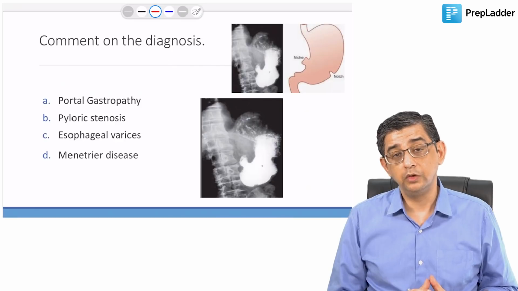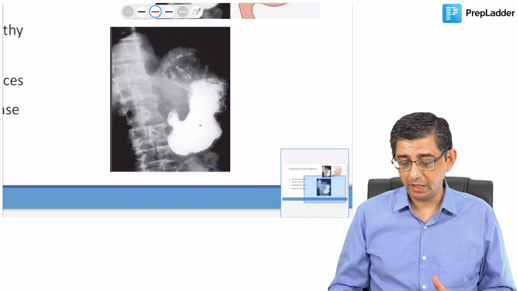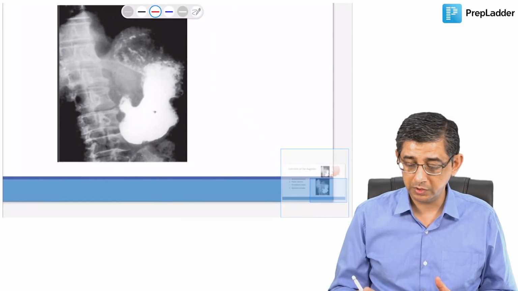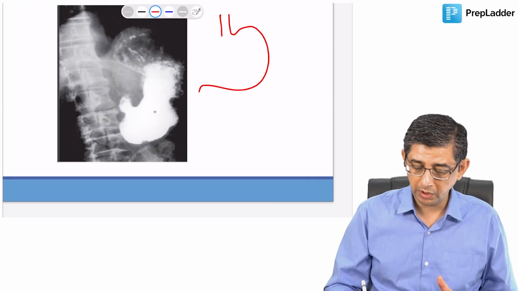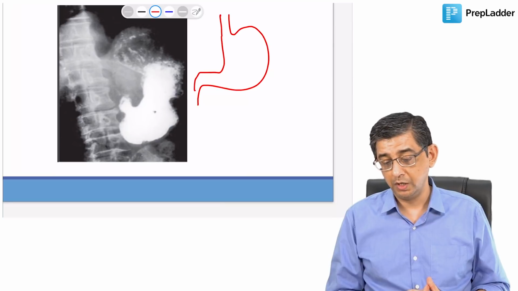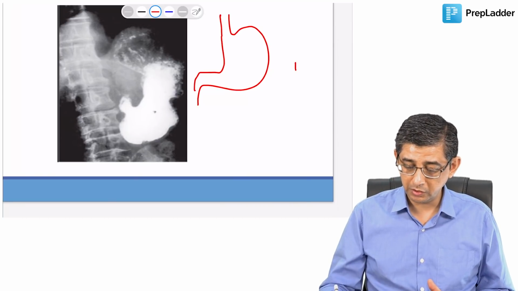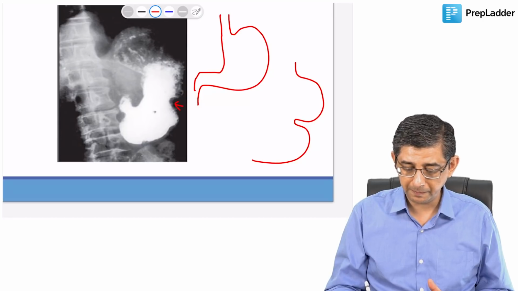as option number C. The next question talks about comment on the diagnosis, and obviously you could make up something which is the shape of the stomach. Normally, the stomach shape would be like this. You would have the greater curvature, the lesser curvature, then the pylorus, and then the antrum. But in this case, there is a gross distortion. See, there is definitely a nick in the greater curvature, you can see here.